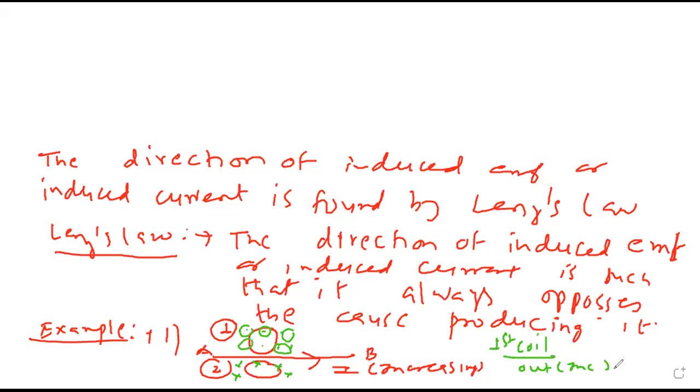Not followed? Yes. Field is outward by the right hand thumb rule. Current is increasing, meaning B will be increasing. By Lenz's law, it should be opposed. Oppose means I should decrease it. When two vectors are in the same direction, does it decrease or increase? Increase. So if they are in opposite directions, then only the difference is taken and the answer will be decreasing. So outward must be decreased. That is possible if I have an inward field. You got it now?